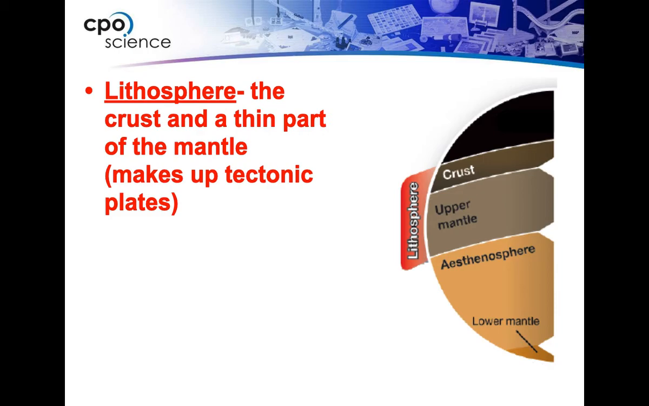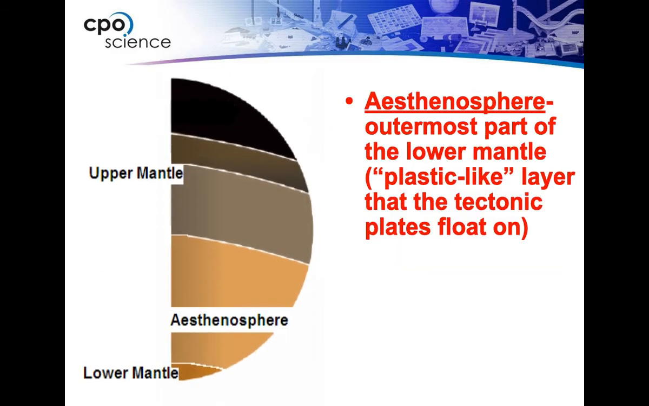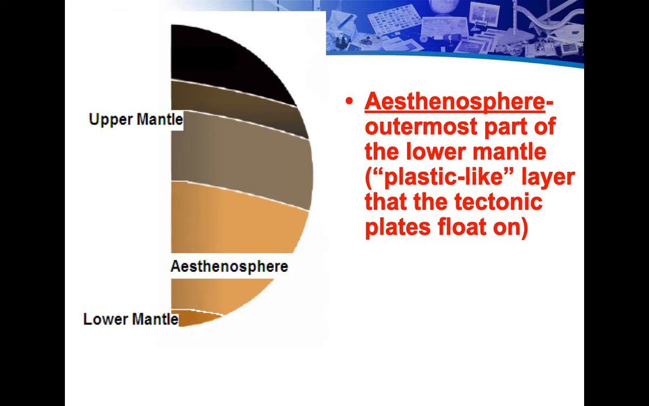These pieces are moving. Some are crashing together, some are moving away, some are sliding past each other, but that's what the lithosphere is. So our tectonic plates on Earth are the lithosphere. The lithosphere is floating on top of what we call the asthenosphere. There's a couple of different spellings for that. Sometimes you don't see the E in the beginning, by the way.